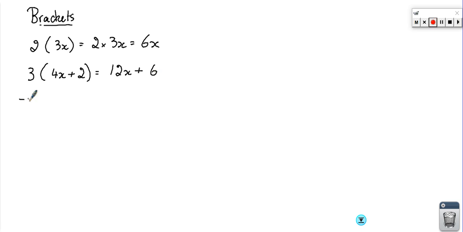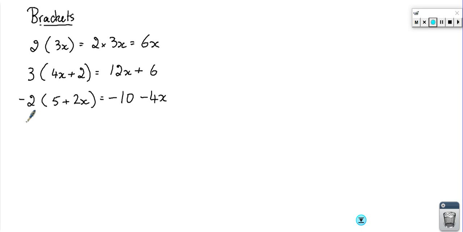And if I have minus 2 brackets 5 plus 2x, now those 5 plus 2x are going to be multiplied by negative 2. So 5 multiplied by negative 2 is negative 10, and plus 2x multiplied by negative 2 is minus 4x. We have to be very careful when there is a minus, because it's very easy to make mistakes.